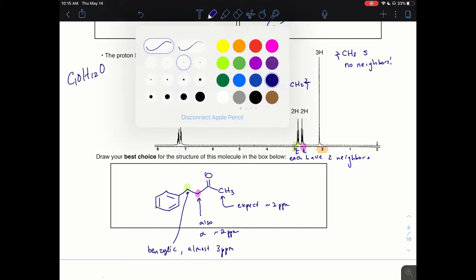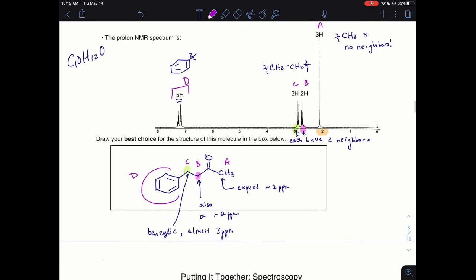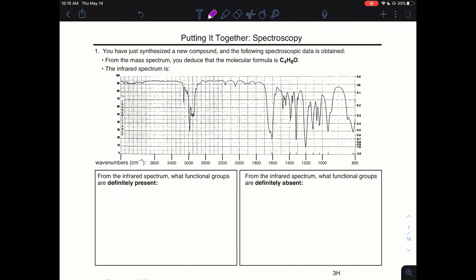But we need to assign the peaks. So let's do our ABC. So A, B, C. And these are all different, but we'll just call them D because we're not too worried about it. They're not all different, but these 2 are equivalent, these 2 are equivalent, and this one is its own. But they're all showing up together, so we'll just call them D. Okay, good job, guys. Let's try another one.